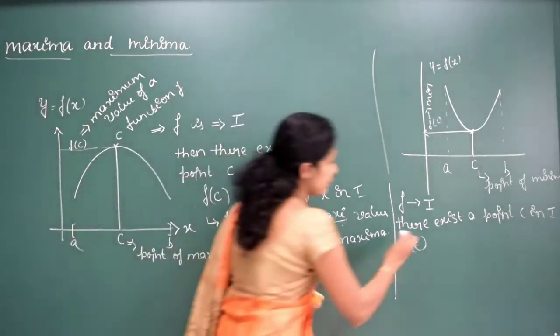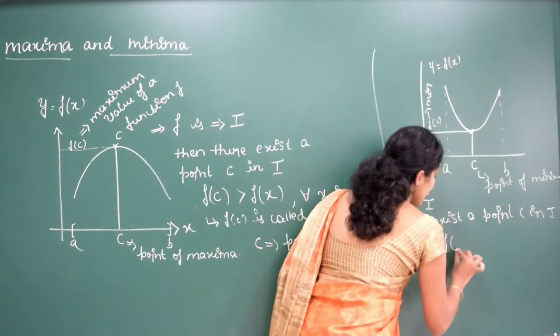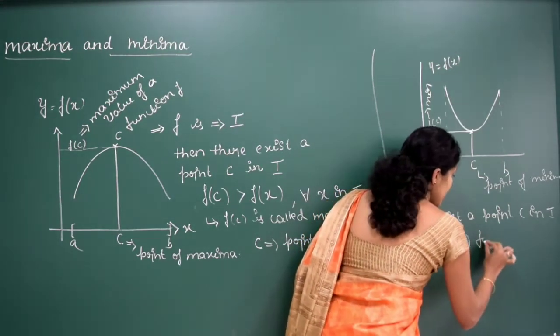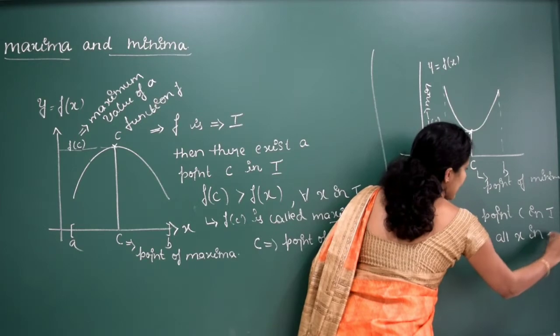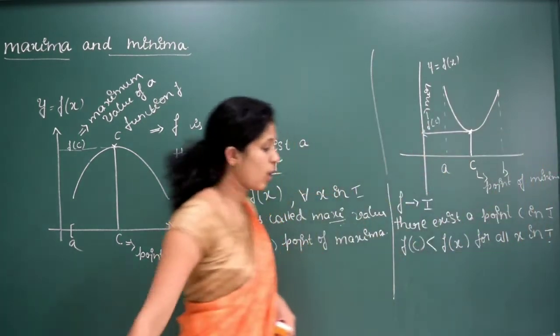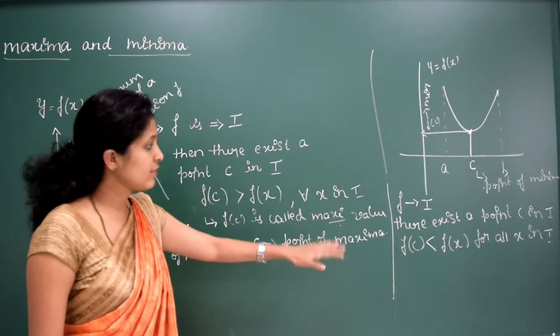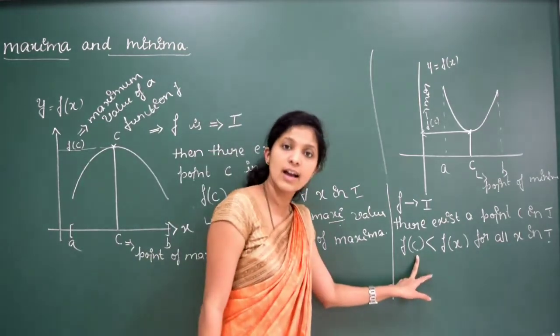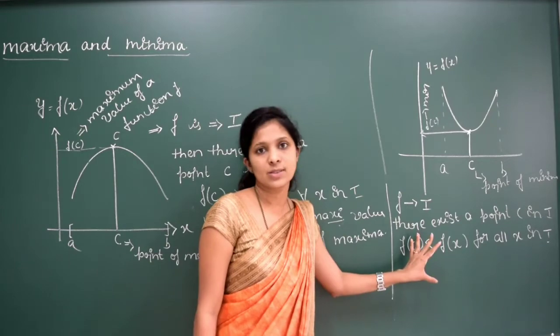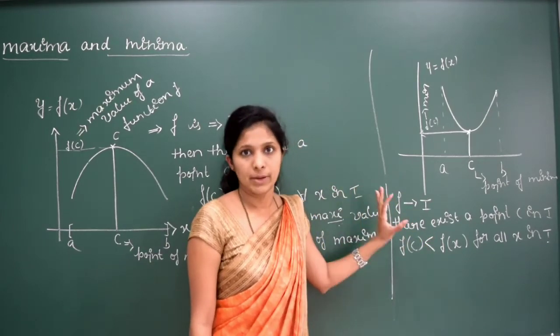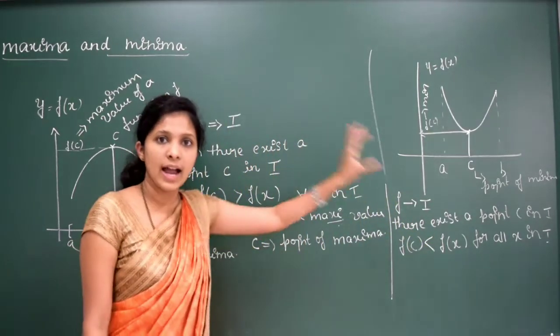Is it clear? F of c should be less than f of x, and this is very important for all x in I. Clear? For all x in I, then we can say that f of c is the minimum value of a given function, and the point c is called the point of minimum. This is about the maxima and minima.